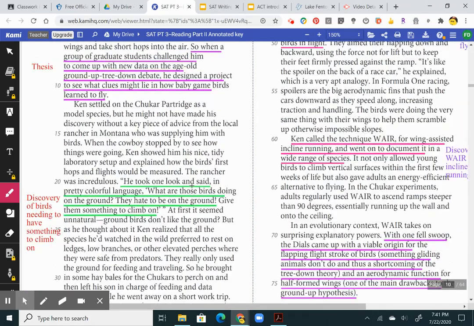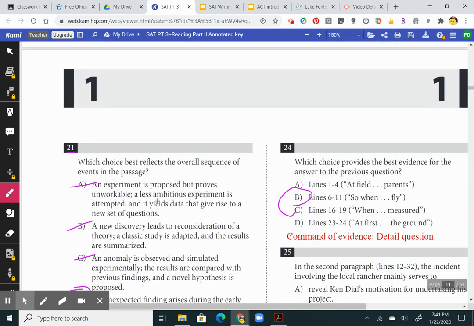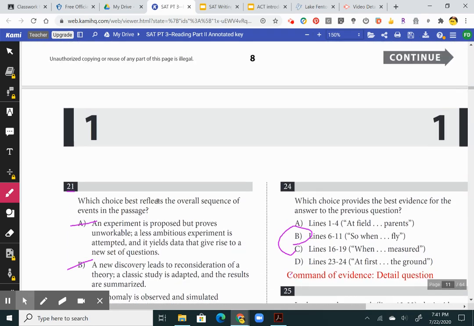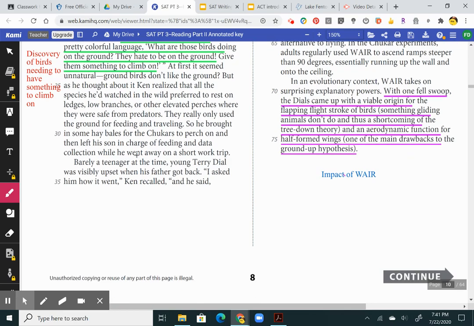Lines 16 through 19: when the cowboy stopped to see how things were going, Ken showed him his nice. Explained how the rancher was incredulous. No, that doesn't set up an assumption, right? Lines 23 through 24, does that set up an assumption? At first, it seemed a natural. Ground was like the ground, but as he thought about it, Ken realized that all species he'd watched in the wild preferred to rest on ledges.